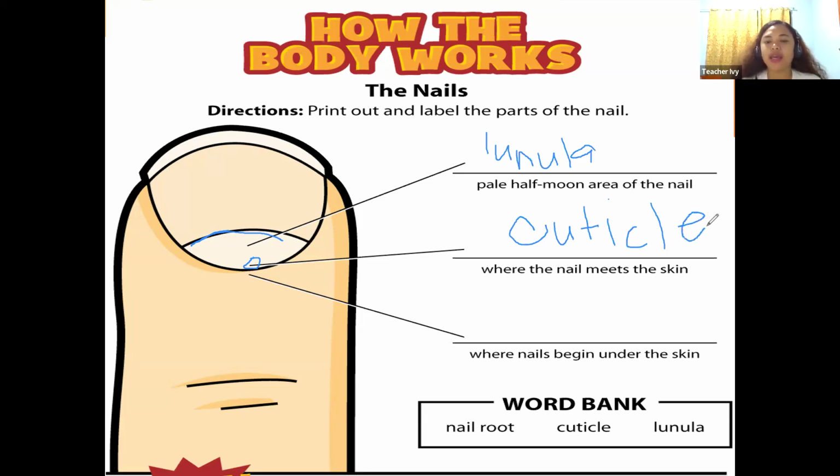Next, for Phoebe, it is where nails begin, under the skin. What's your answer, Phoebe? Nail root. Very good. You all got the correct answer. Inda is correct, wherein it is where the nail meets with the skin. This part is the cuticle, so that is correct for Inda. Good job, Inda. And for Phoebe, the part that she identified was the part where nails begin under the skin, which is at this part, which refers to the nail root. That is correct.